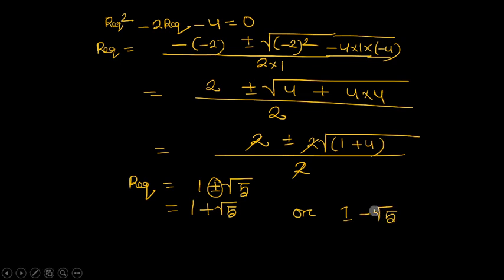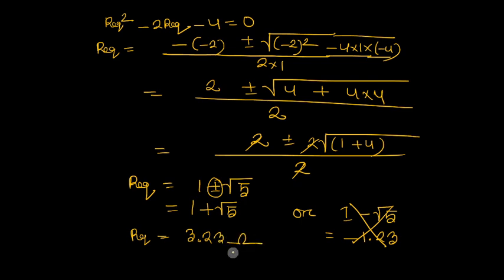But equivalent resistance or any resistance cannot be negative, right? That means 1 minus root over 5 is equal to minus 1.23, and this is not possible. So R equivalent is 1 plus root over 5, that is equal to 3.23 ohm. So this is the answer. So we have a finite equivalent resistance though our circuit is infinite.